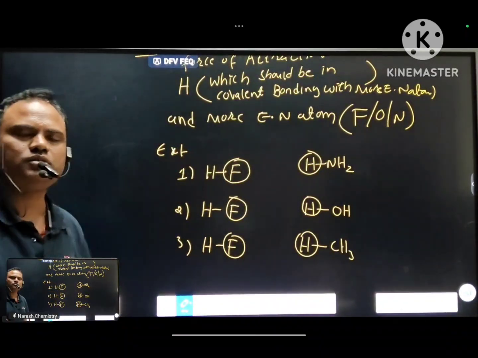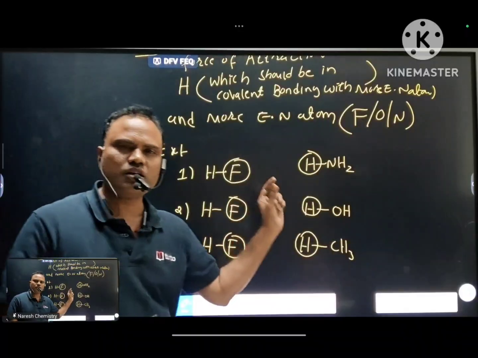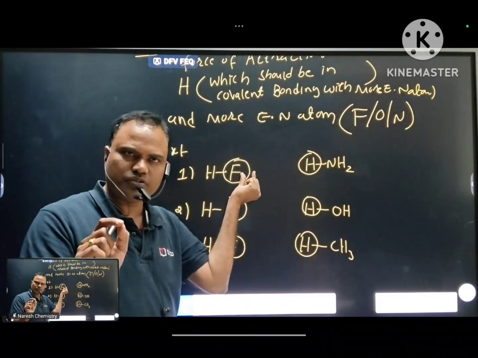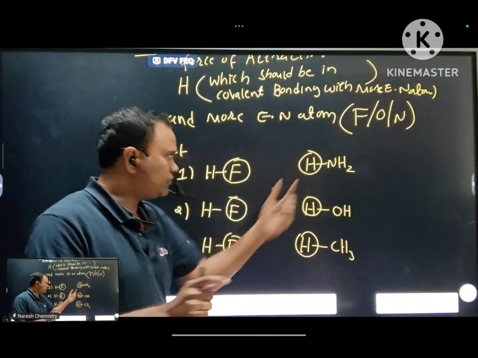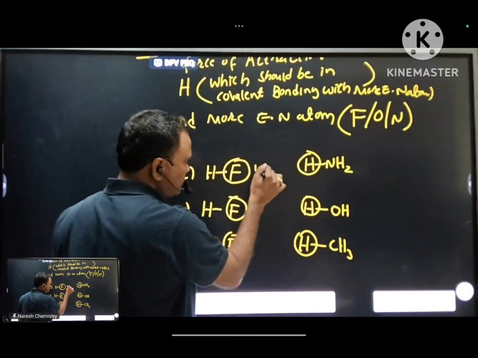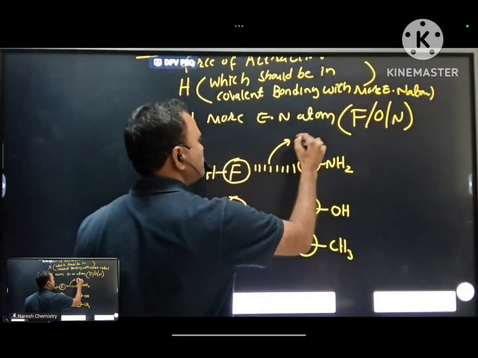Look at this. We have three examples here. Weak electrostatic force of attraction between hydrogen and more electronegative atom is called hydrogen bonding. This is called hydrogen bonding, H bonding.